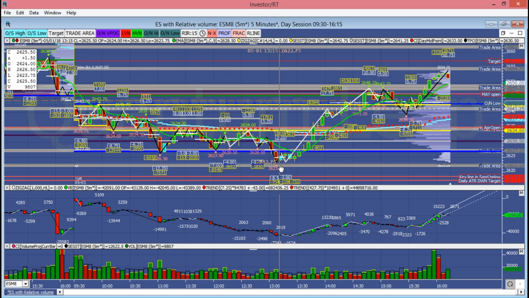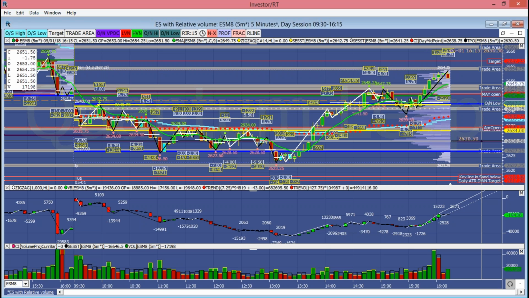We got a little bit further extension than we anticipated, but we did make the move down into the 33, pushed a little bit lower, and then found the buyers, rotating us back up into the prior day range, and then we didn't quite get to the 57. We did that in the Globex. We did close near the high. We did leave value below down here at the 2630.